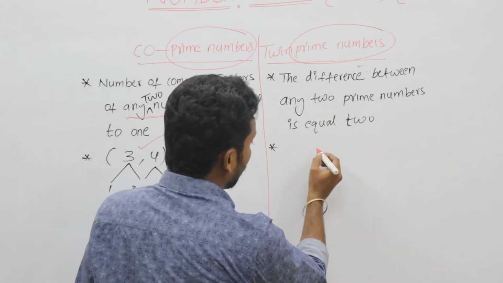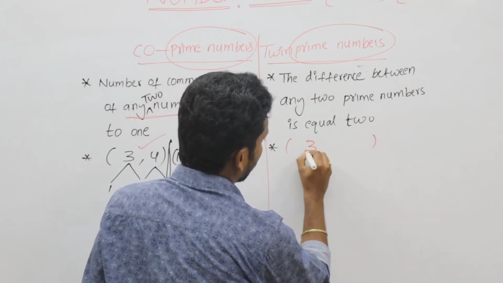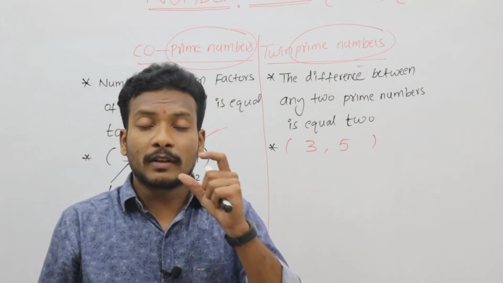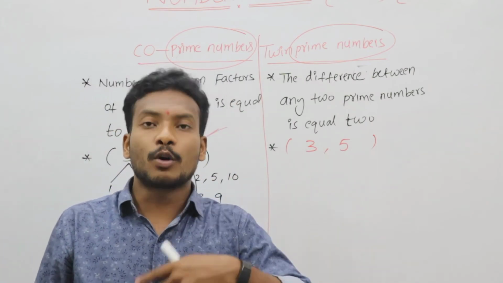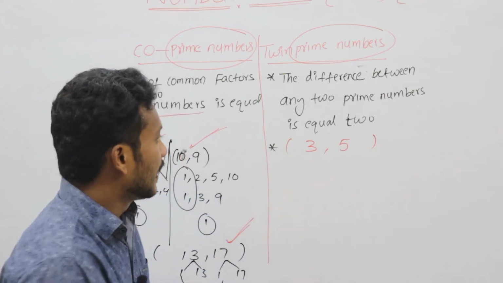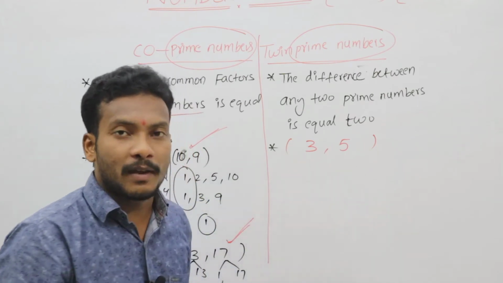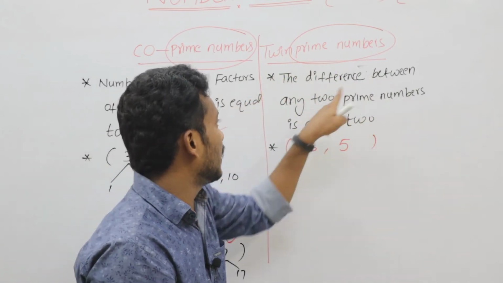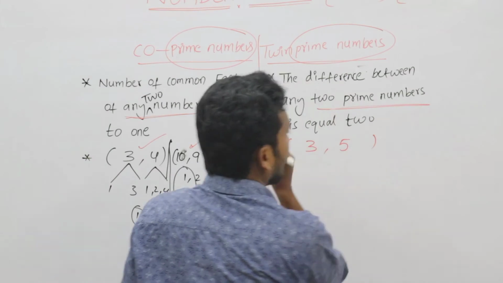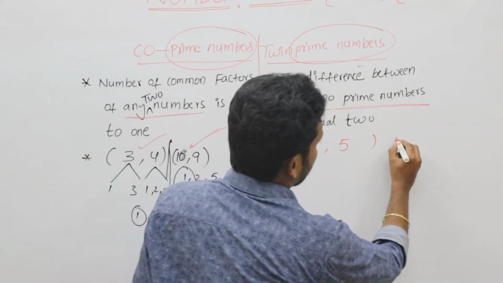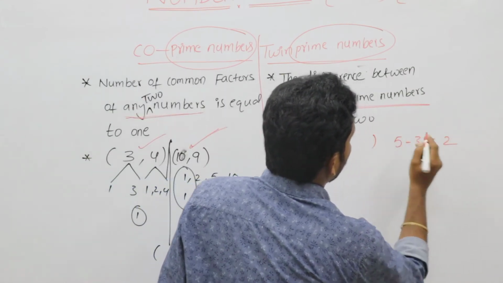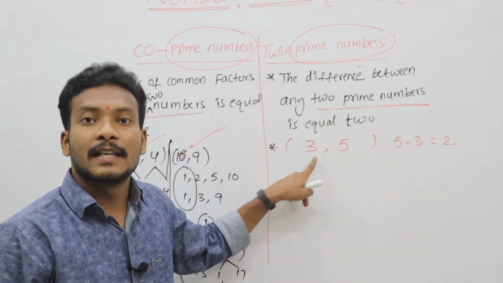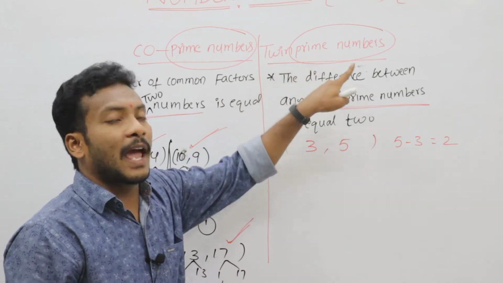What is the meaning of that? Okay, I am taking a pair 3, 5. In this, we have to take a pair where both are prime numbers only. 3 and 5 are both prime numbers. The difference between these two prime numbers is 5 minus 3 equal to 2. Only then do we take this as twin prime numbers.